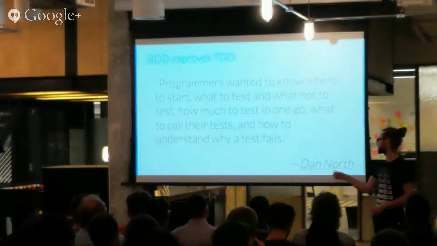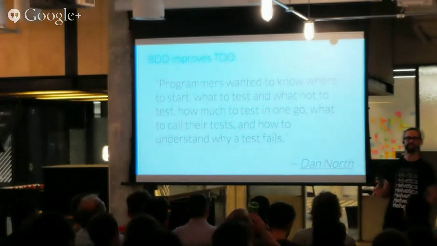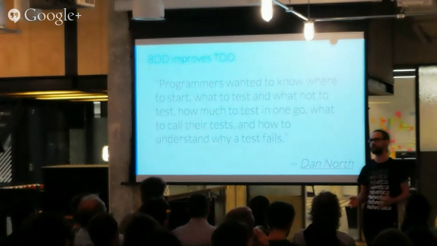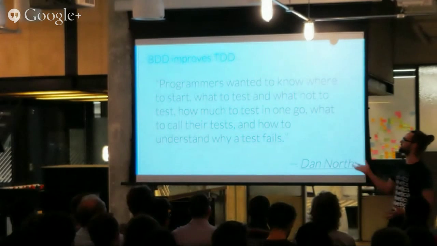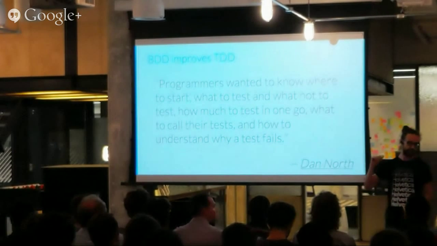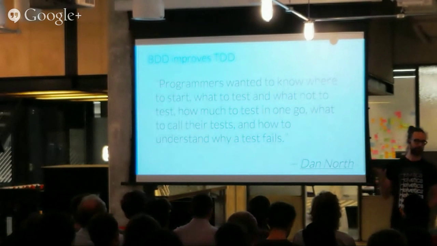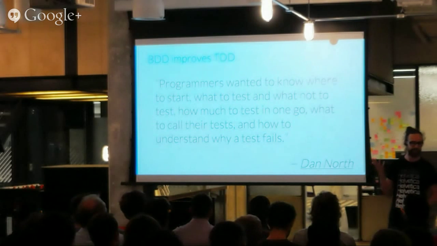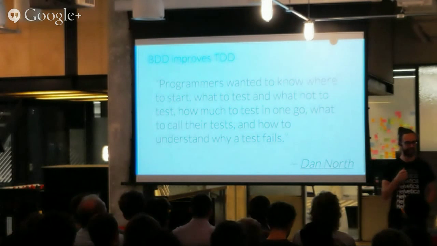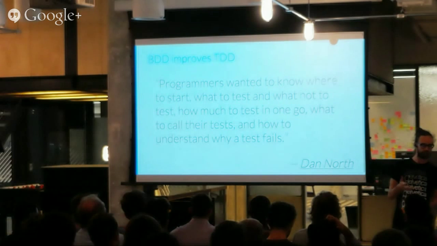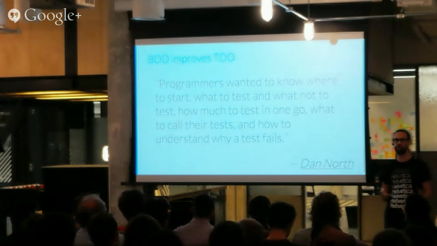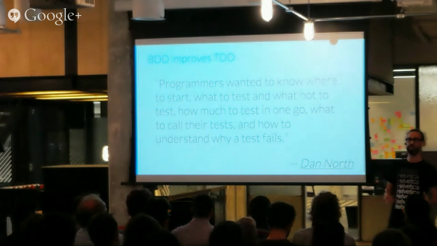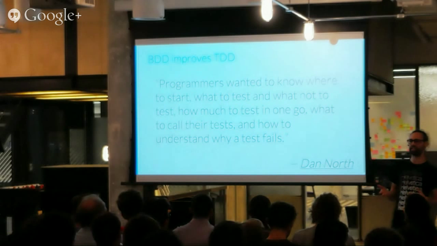There's this guy called Dan North. He was doing TDD. He's done XP, and he's been working with Kent Beck and all these cool guys. And he had a few questions. He wrote an introduction to BDD, and he said, programmers want to know where to start, what to test, what not to test, how much to test in one go, what to call a test, and how to understand why a test fails. He was doing TDD, and he said he was coming up against these questions again and again.